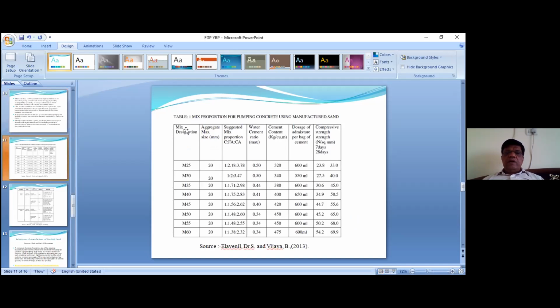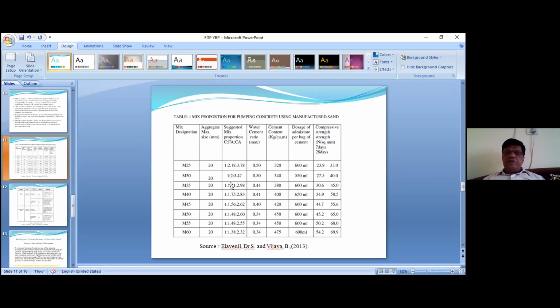Now, our real interest: this table I have sourced from the paper by Ilangovan and Vijay 2013. They have designed mixes from M25 to M60. As I said previously, concrete below M25 does not perform well using crushed sand. For pumpable concrete, they have recommended this. The maximum size of aggregate is 20 mm, and they suggested this mix proportion.